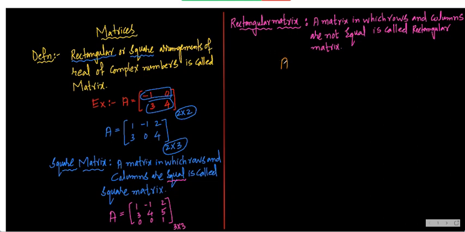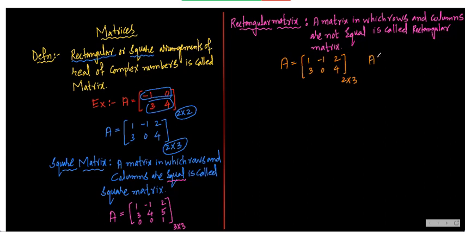Again, the example. I want the example from your side again. Can you tell me the example? Is the example written here on your screen? Any example you can say, the rectangular example. Which one is that? 1, -1, 2, 3, 0, 4. Very good. Because the order is 2 rows are there and 3 columns are there. So then it is called a rectangular matrix.